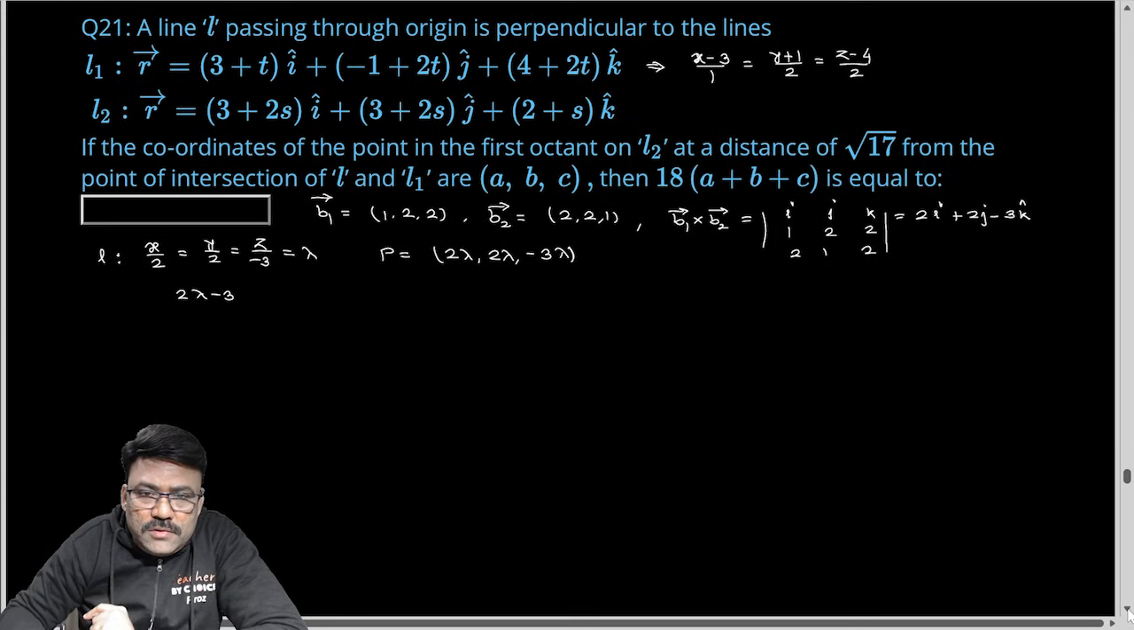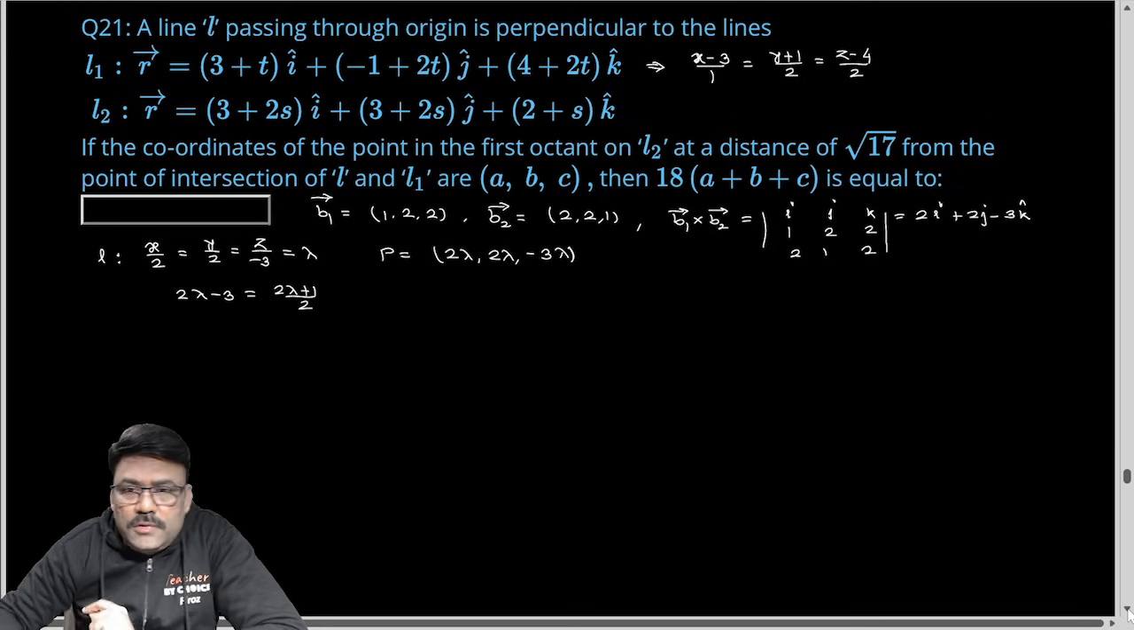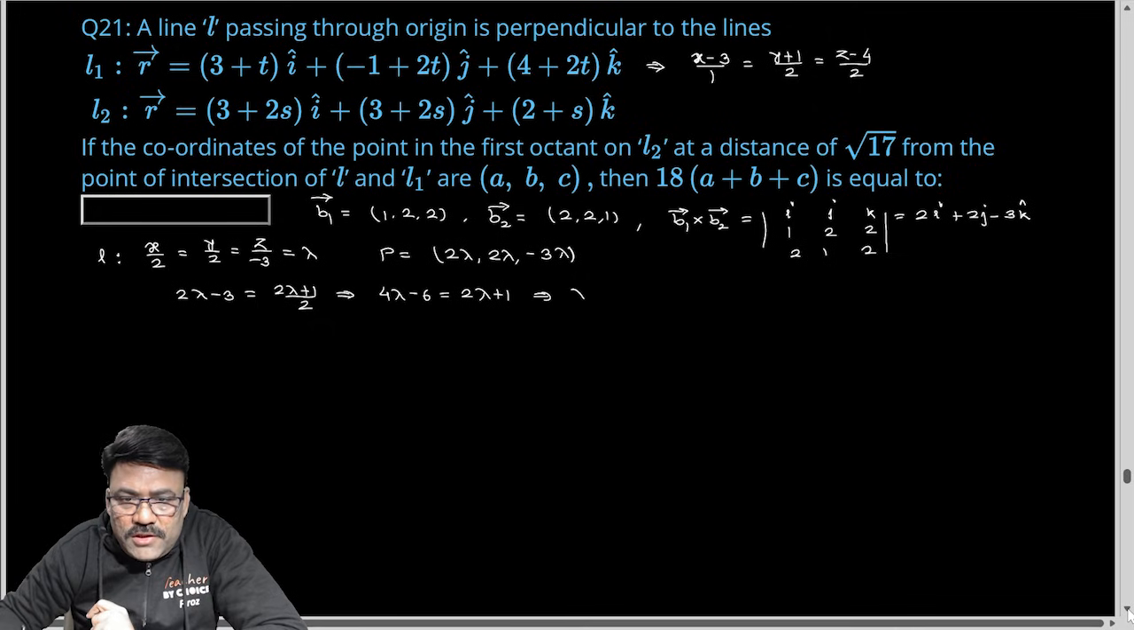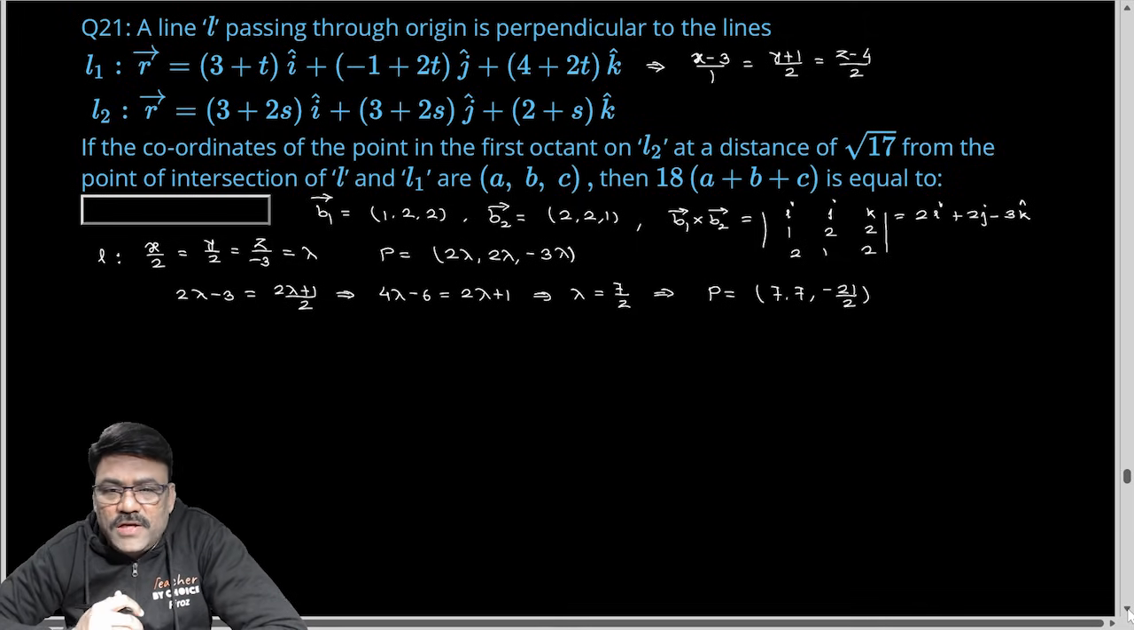So you will get 2 lambda minus 3, 2 lambda plus 1 by 2. So it is 4 lambda minus 6, 2 lambda plus 1. So it is 2 lambda is 7. Lambda is 7 by 2. So hence your point P is 7, 7 and minus 21 by 2. This is the point of intersection of L and L1.